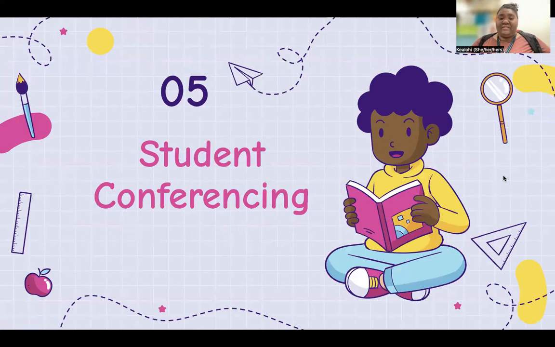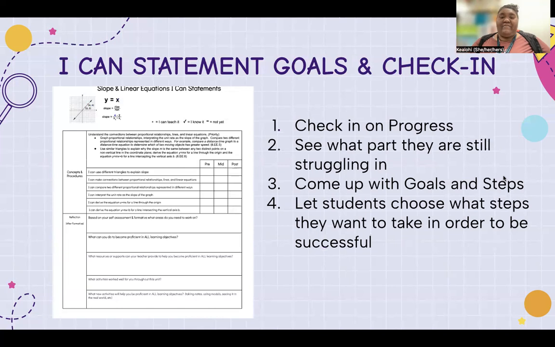So for student conferencing, the way I would do that for this unit especially is to check in on progress, see what part they are still struggling in. And so our math department has our students do these I can statements. I can use different triangles to explain slope. I can make connections between proportional relationships, lines and linear equations, and so on. And so our students check in with pre.